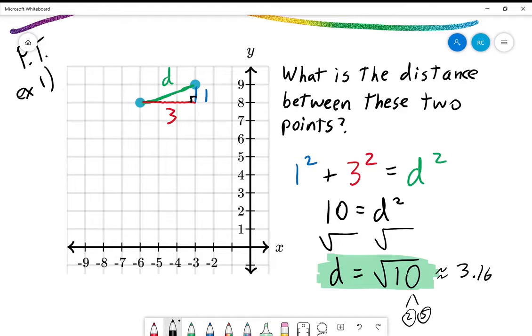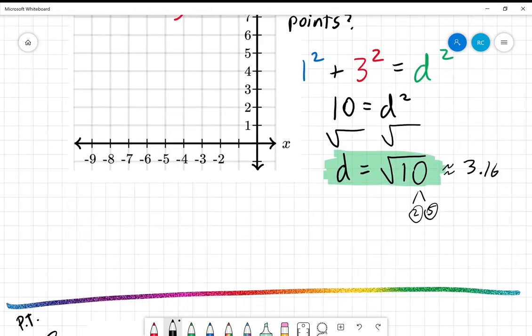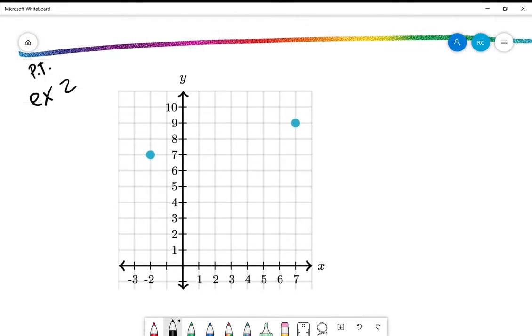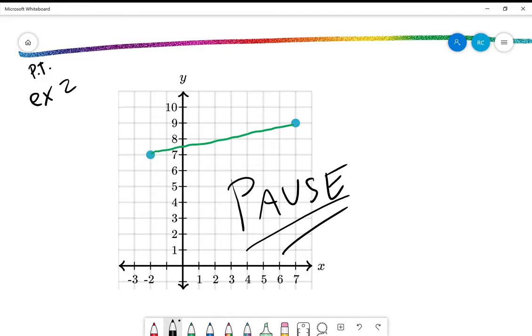Okay, so now that I've done one for you, here is a second example of a similar sort of problem. Once again, we have 2 points. Please find me the distance between these 2 points, which is this distance right there. Please go ahead and pause the video. I really do want you to try this on your own. There is nothing like getting the right answer yourself. Ready, set, go.